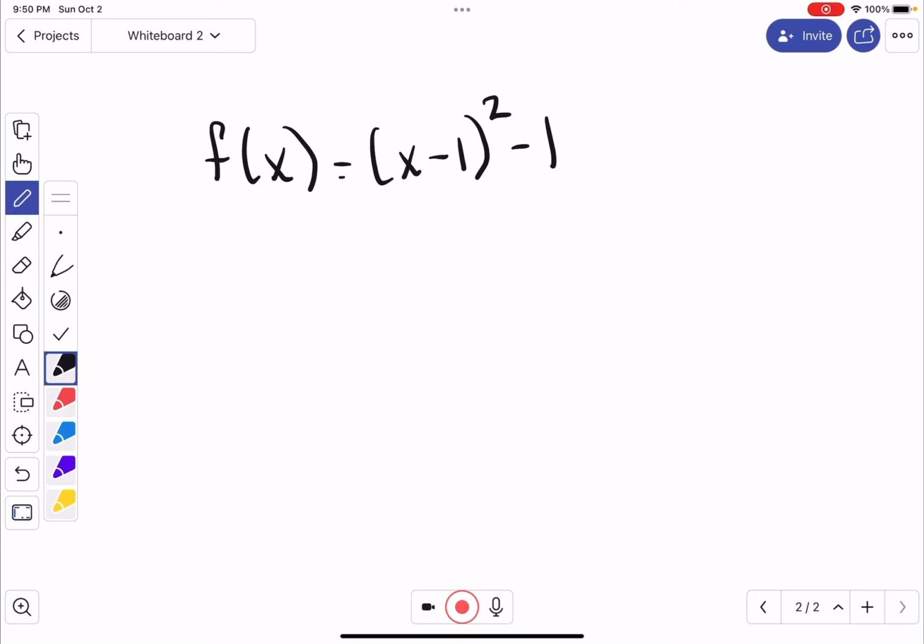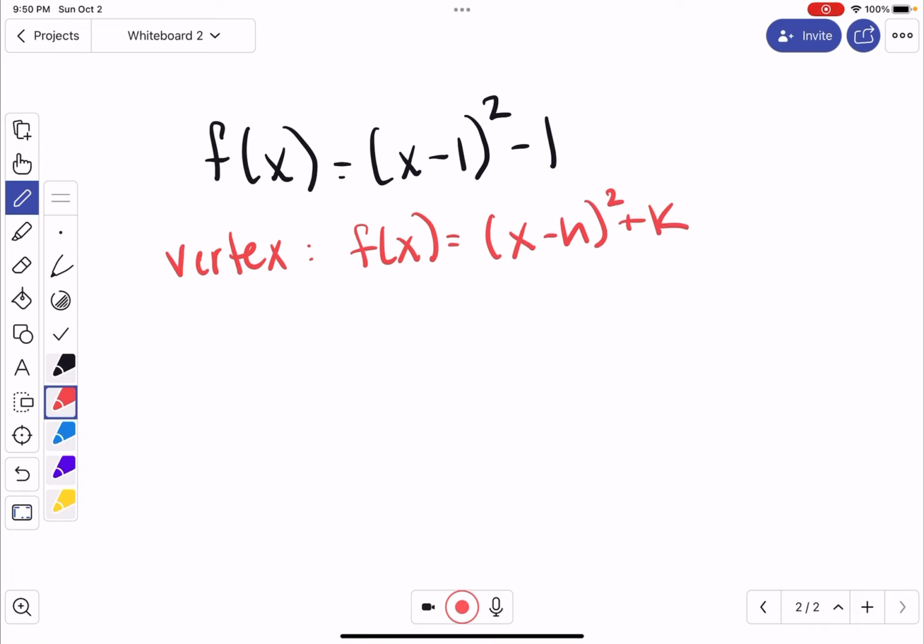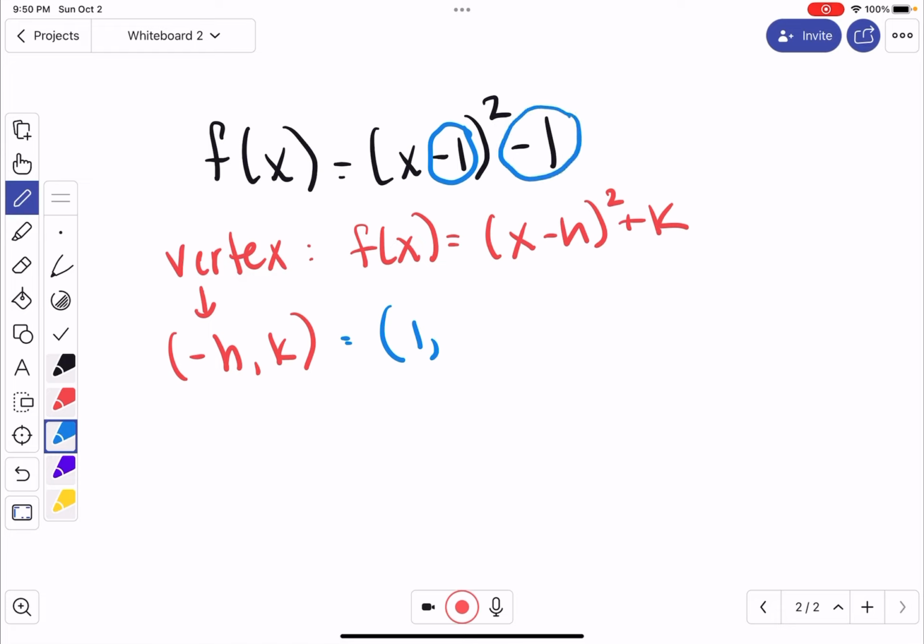So we're looking at the equation, which is f of x equals (x minus 1) squared minus 1. And the first thing we want to do here is realize that this is in vertex form. Remember, when we talk about vertex form, that's f of x equals (x minus h) squared plus k, where your vertex is always going to occur at the opposite of h and the value of whatever k is. In this particular case, our h is -1, so the opposite of that is going to be +1. And our k value is -1, so we just leave that value the same, that's -1.